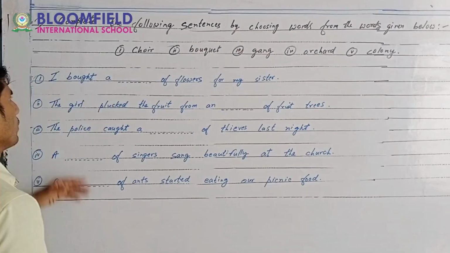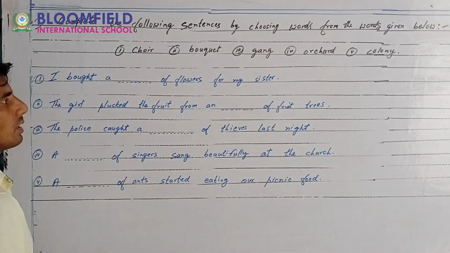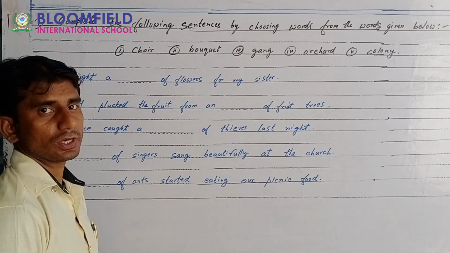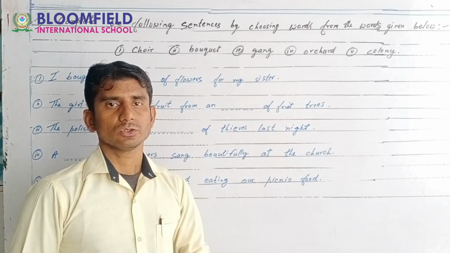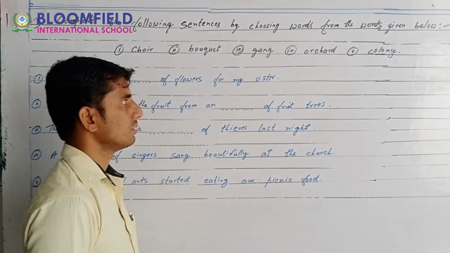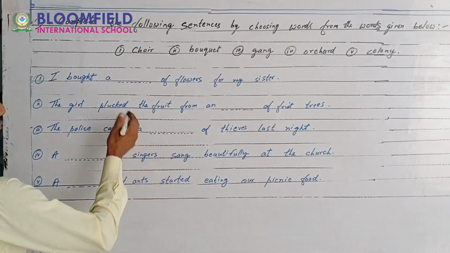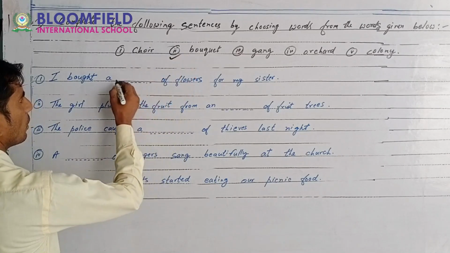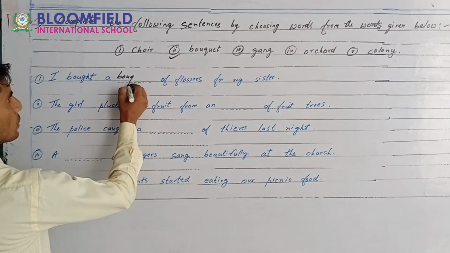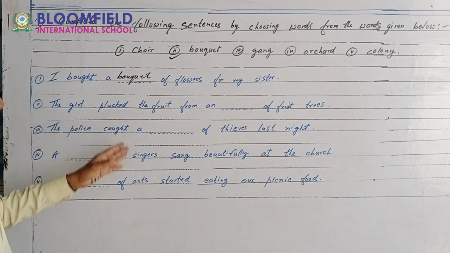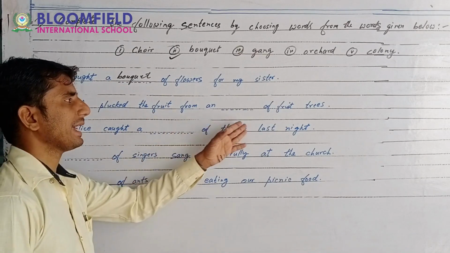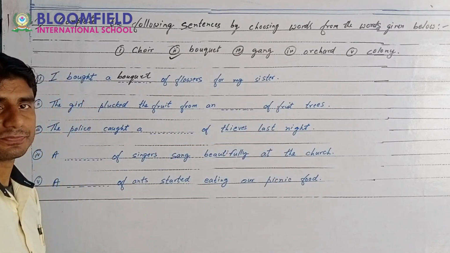Now, I bought a dash flowers for my sister. When there are many flowers, we can say a bouquet of flowers. A bouquet of flowers for my sister. Bouquet. Next, the girl picked the fruit from a dash of fruit trees.